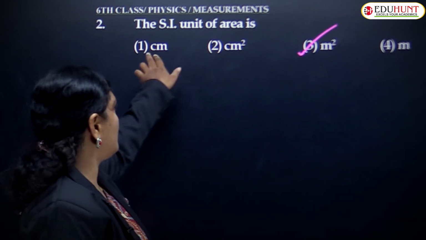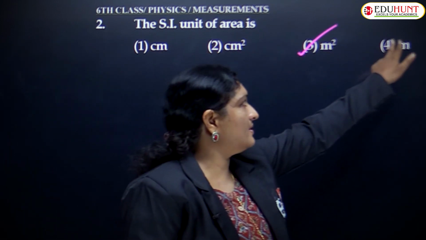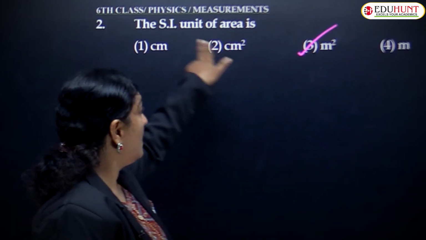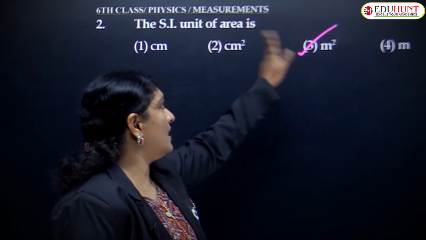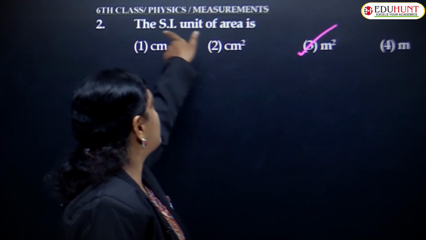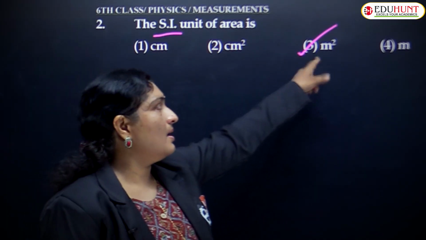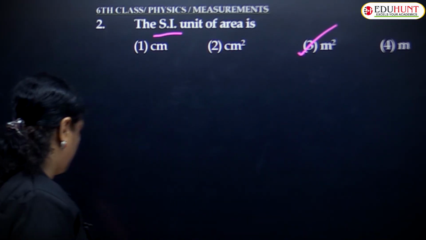Centimeter square, this is the measure of length. This is also a measure of length in the SI system. This is the CGS system. And these two are the measures of area in CGS and SI. As they were asking you for the SI system, the answer would be meter square.